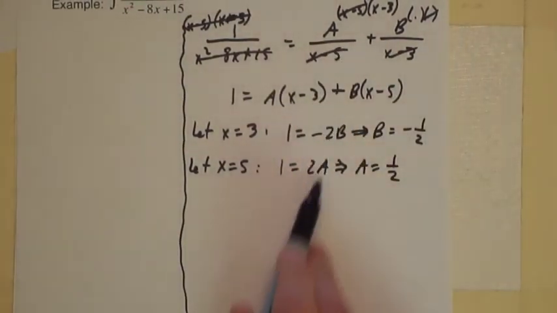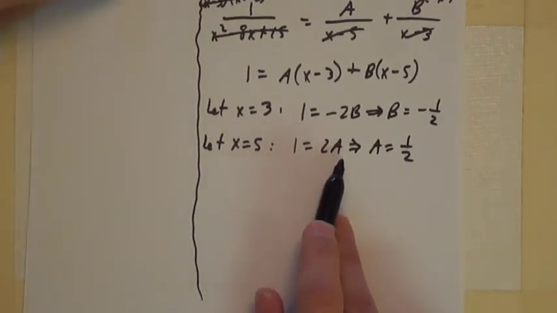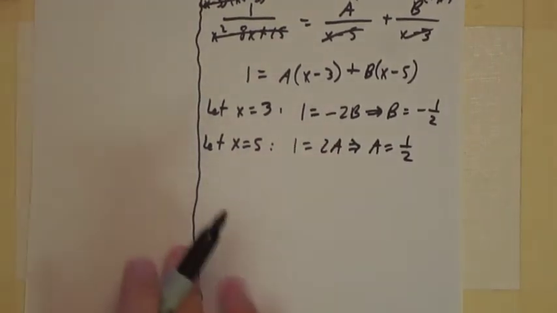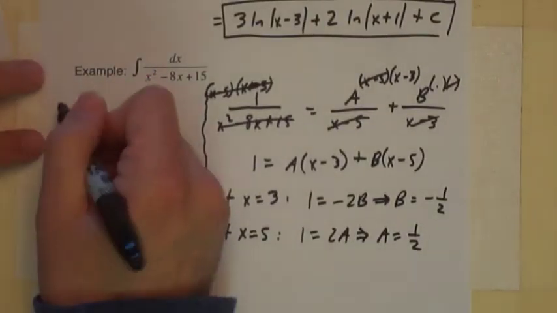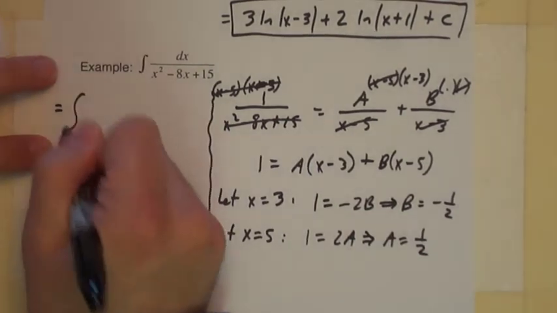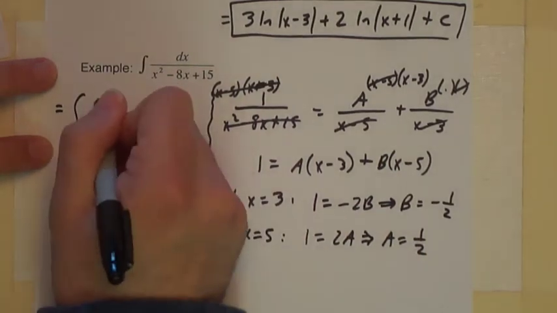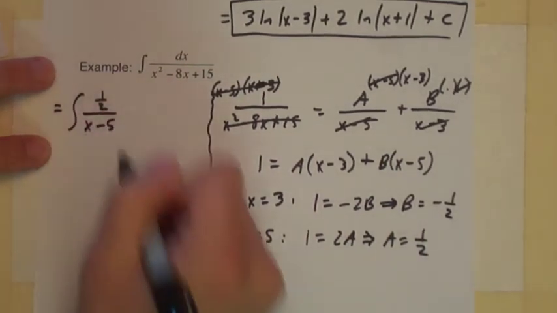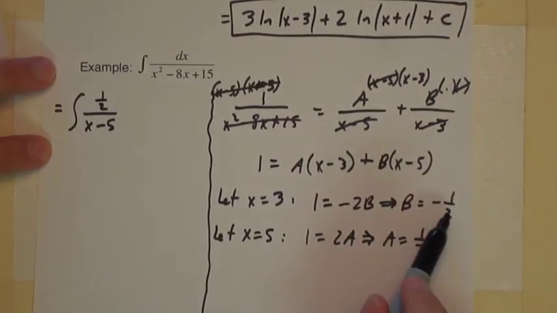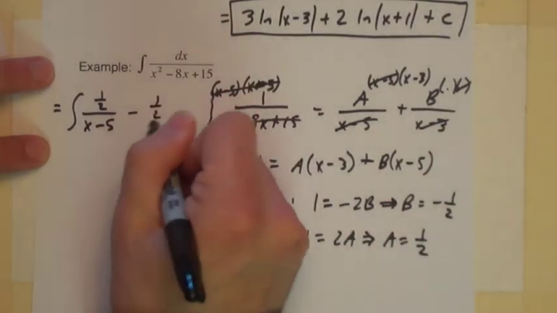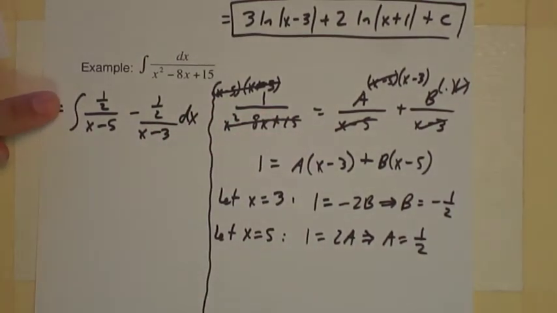Now that we've done all of our scratch work over here, we know how this will decompose. So let's go back to the integral. Now that we know that this will decompose into a over x minus 5, well, a is 1/2, so we get 1/2 over x minus 5. And then b over x minus 3. Well, b is negative 1/2, so I'll write minus 1/2 over x minus 3 dx.